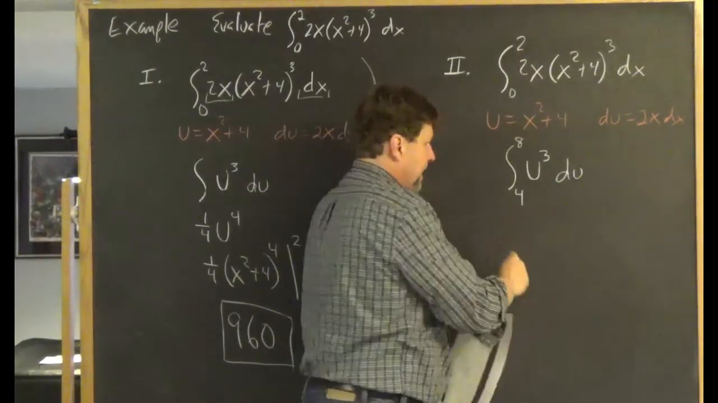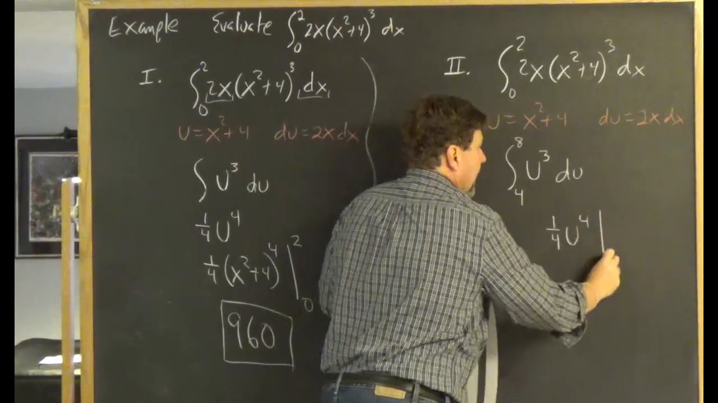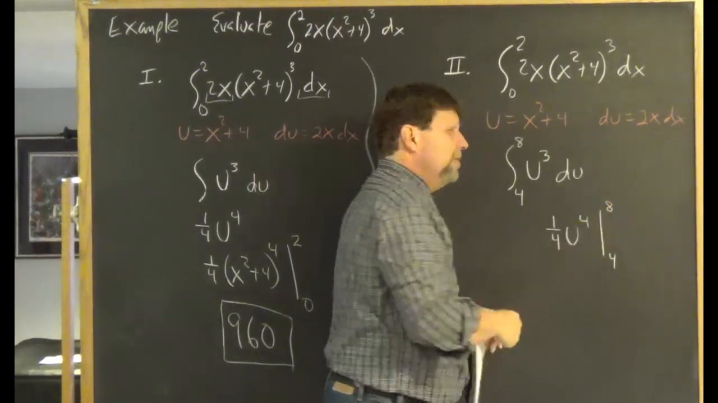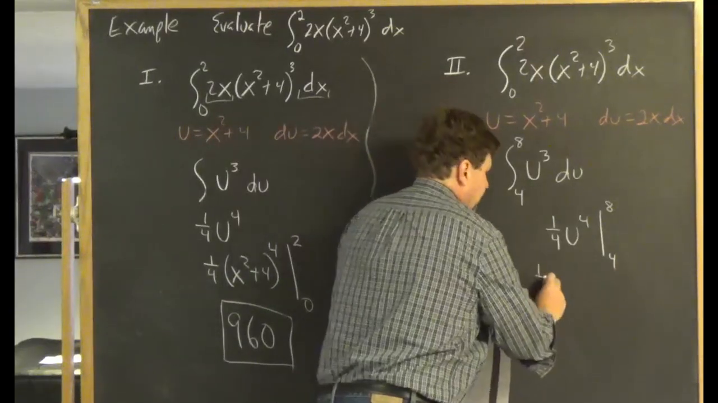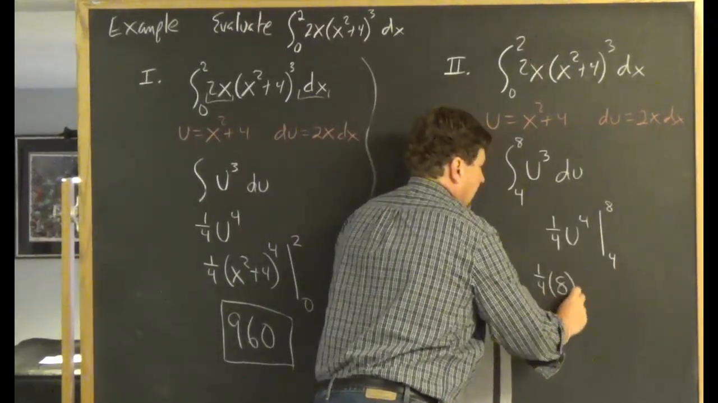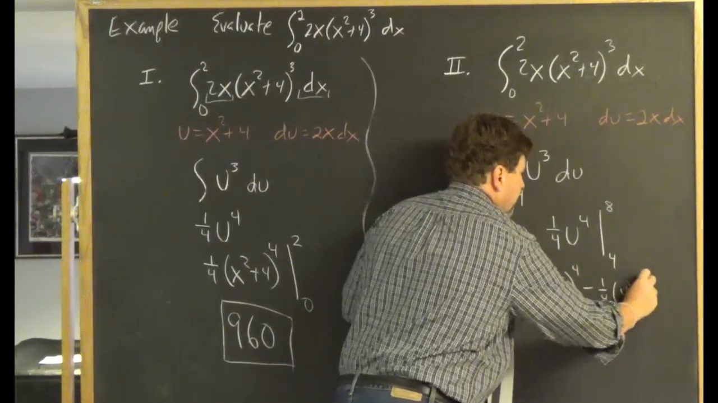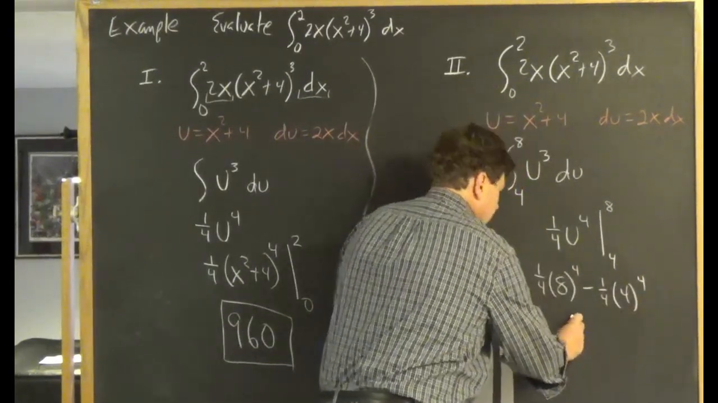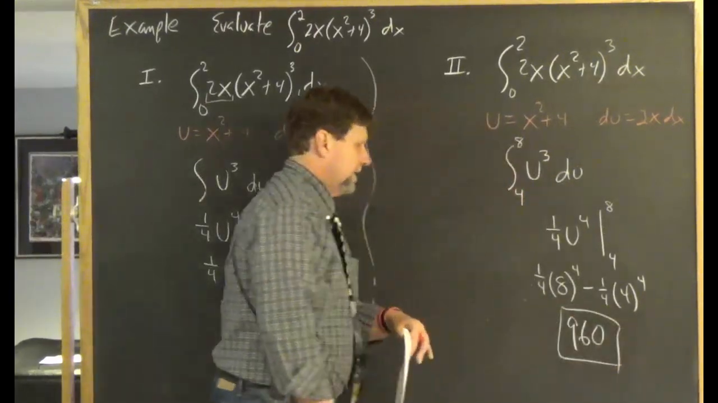Integrate, and we get an antiderivative of 1/4 u to the 4th, and now I can use those u limits with the fundamental theorem of calculus. I mean, it's 1/4 times 8 to the 4th power minus 1/4 times 4 to the 4th power, and I'm going to still get 960.